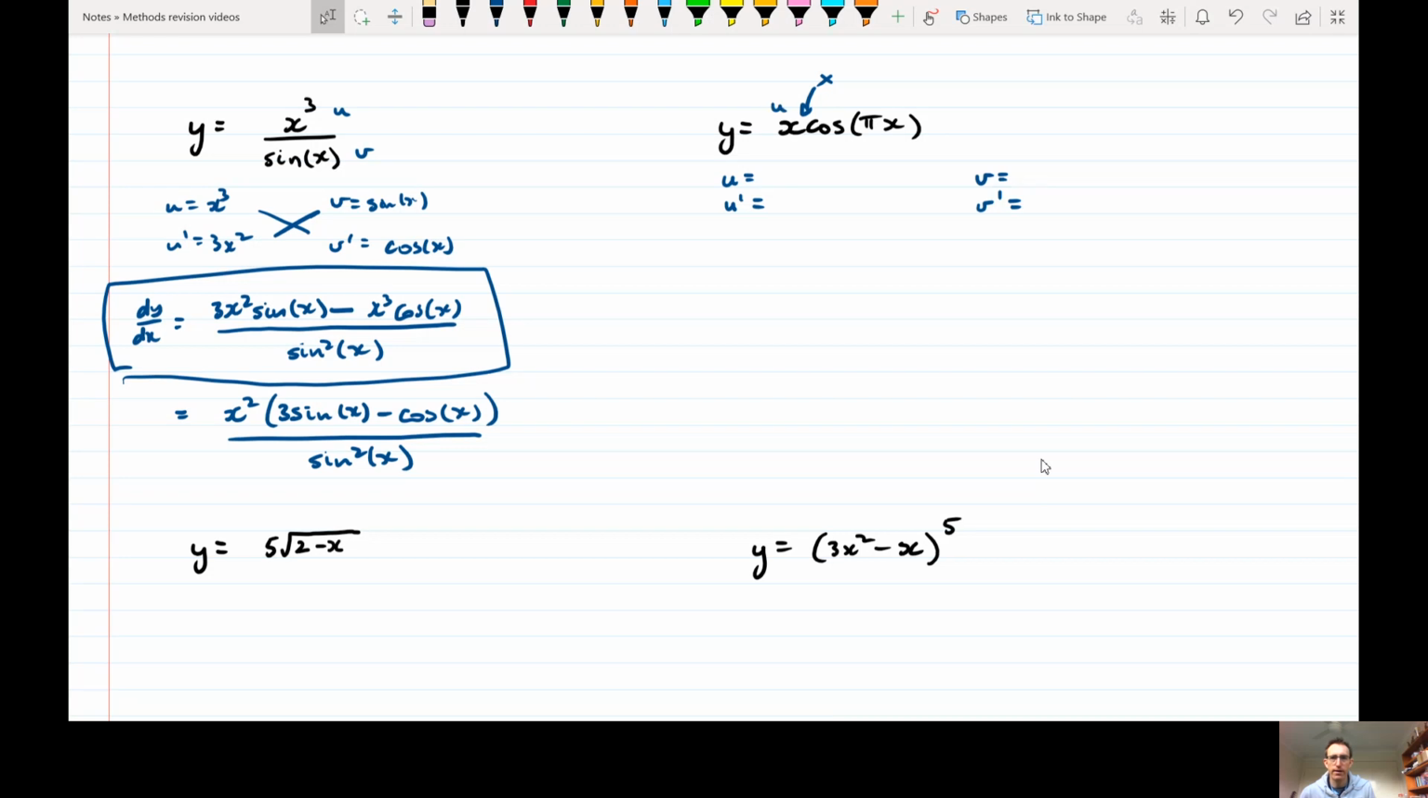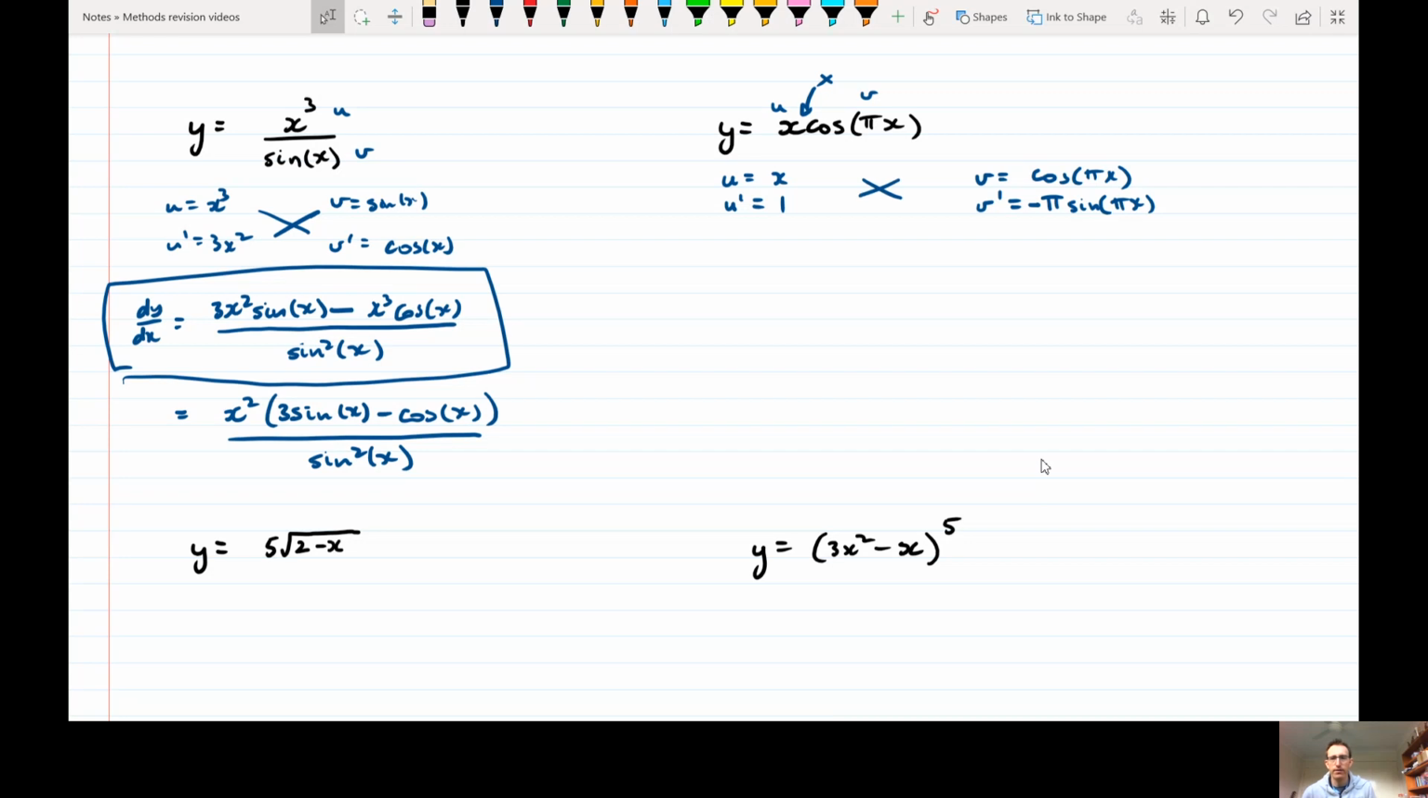Okay, there's our u, there's our v. So u is x, so the derivative of x is 1. v is cosine of pi x. The derivative of cosine becomes sine with pi x in there, but don't forget it must be a negative sign. And the derivative of pi x will come out the front, which is just pi.